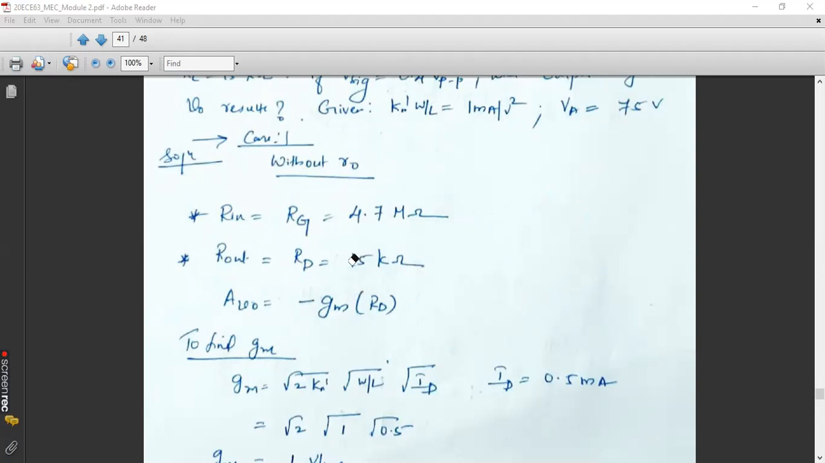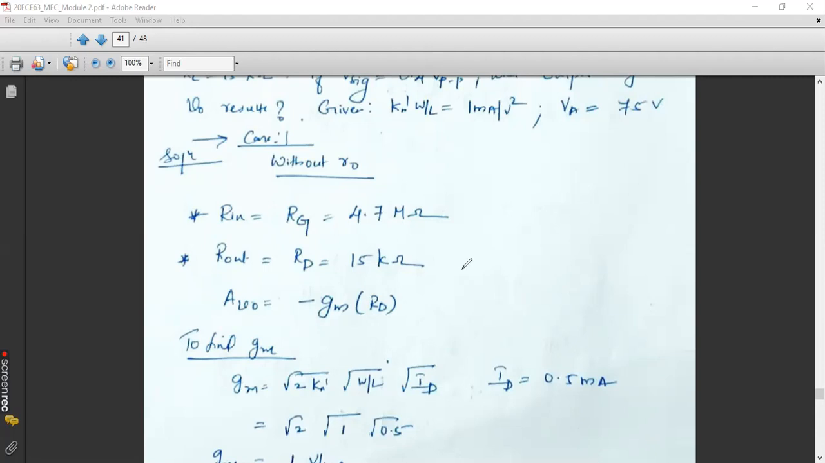So that also we can write directly. Now, next is the voltage gain, open circuit voltage gain AV naught. Please recall the concept of open circuit voltage gain. Open circuit voltage gain means the voltage gain without the load resistance. As per our derivation, the voltage gain is minus Gm into Rd parallel RL.